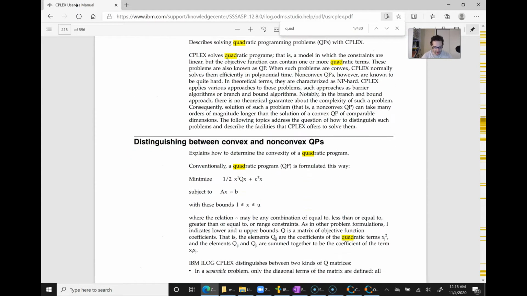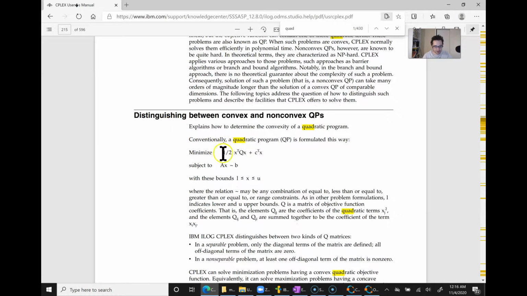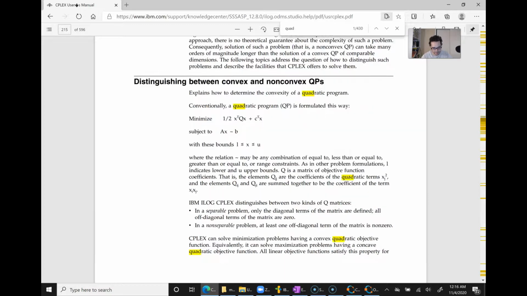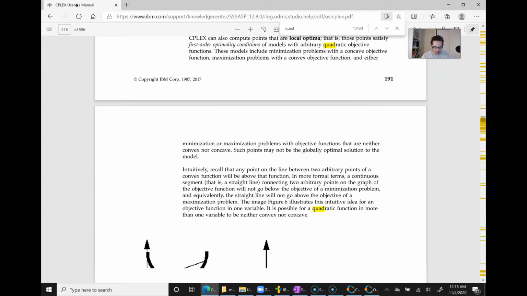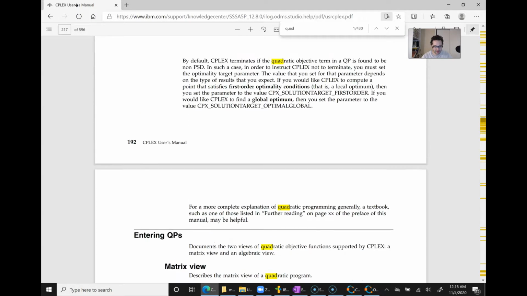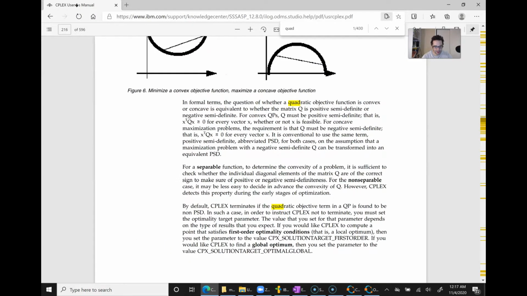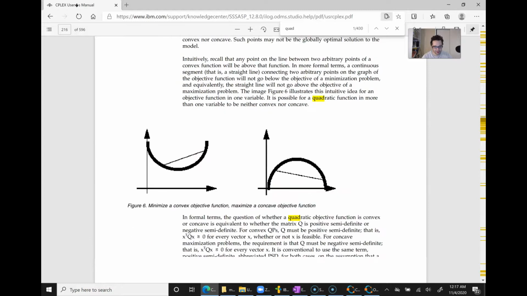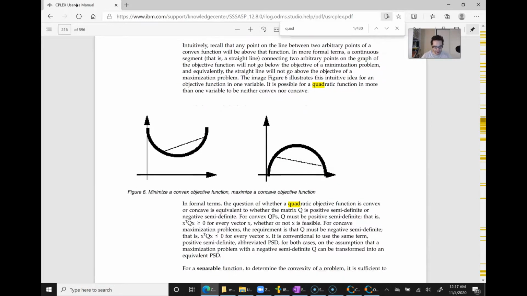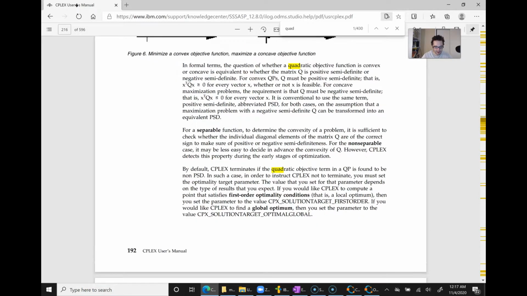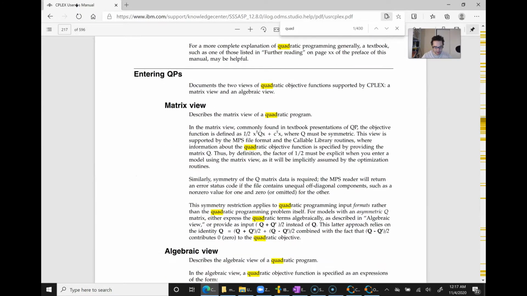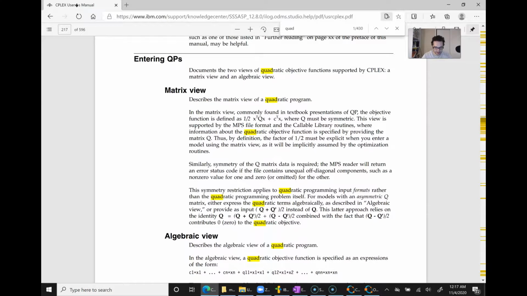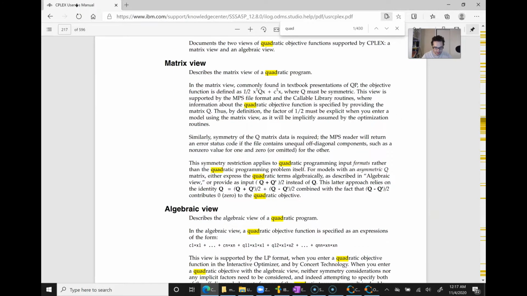So the question is, how do we program in these quadratic programs? All right. And again, I'll post this online, but they walk you through, and they talk about the bowl shapes that I talk about and that we've mentioned. So how do we enter in these quadratics? Okay.